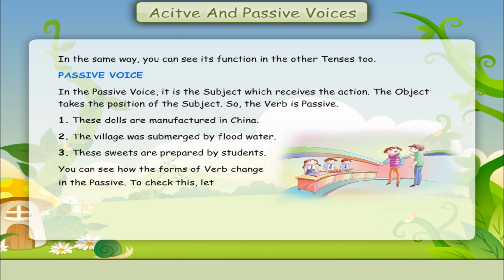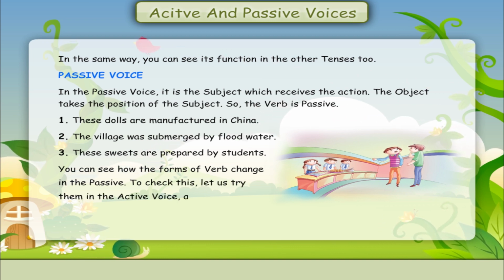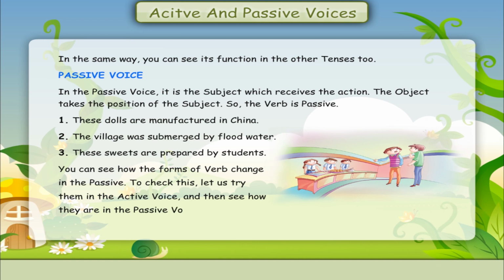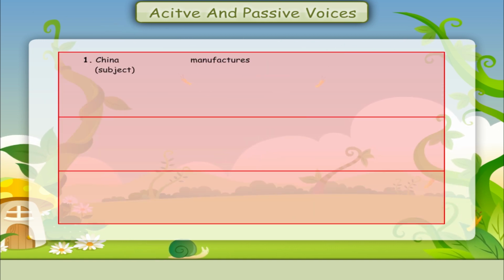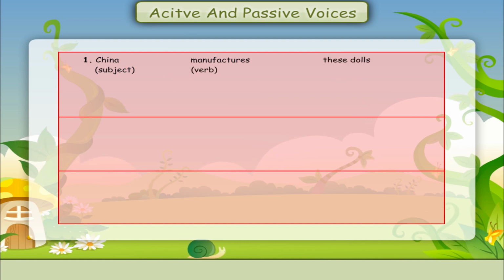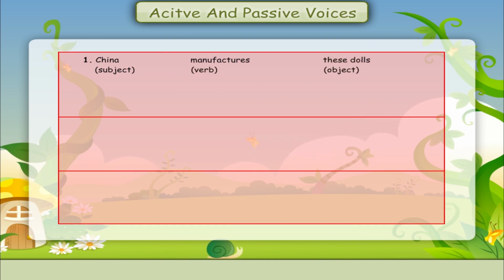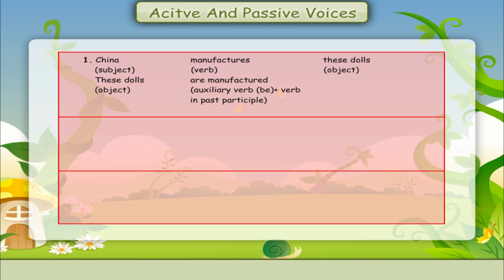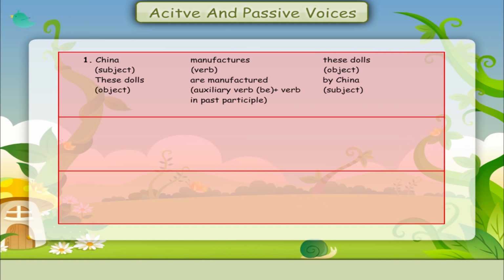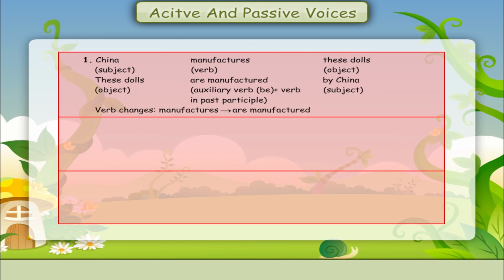To check this, let us try them in the active voice and then see how they are in the passive voice. China, subject, manufactures, verb, these dolls, object. These dolls, object, are manufactured. Auxiliary verb be plus verb in past participle, by China, subject. Verb changes. Manufactures becomes are manufactured.